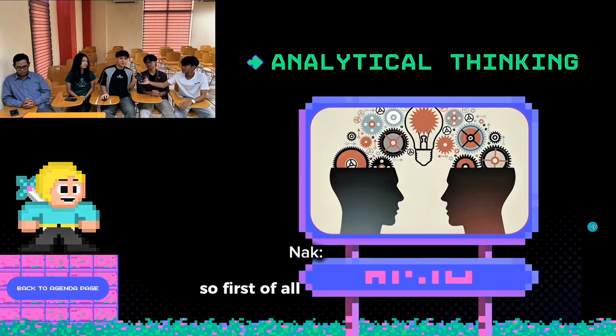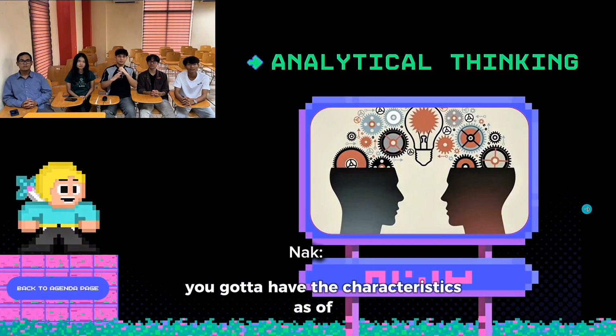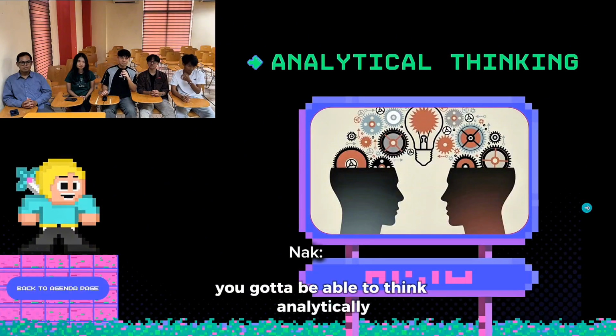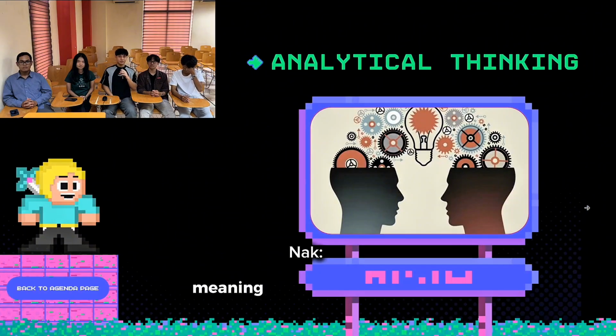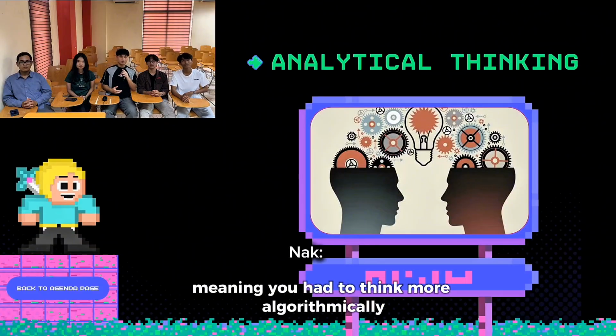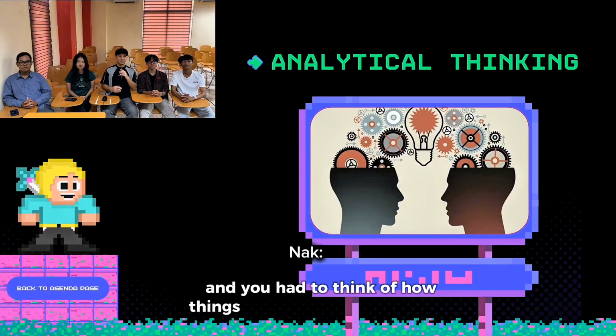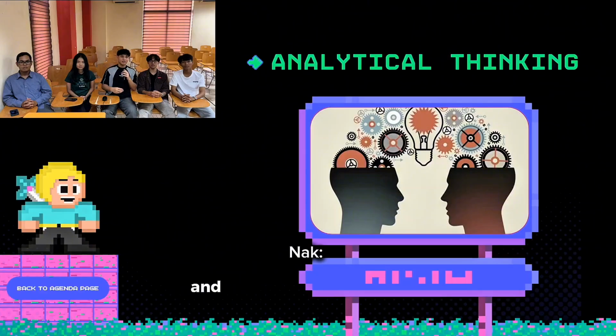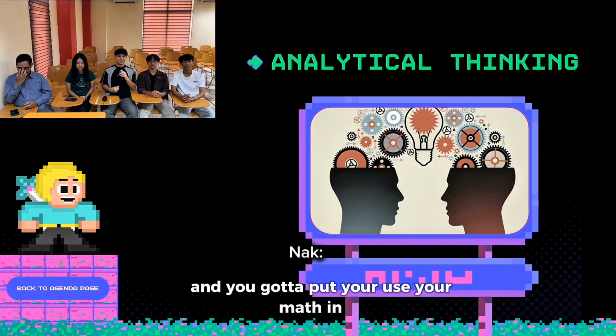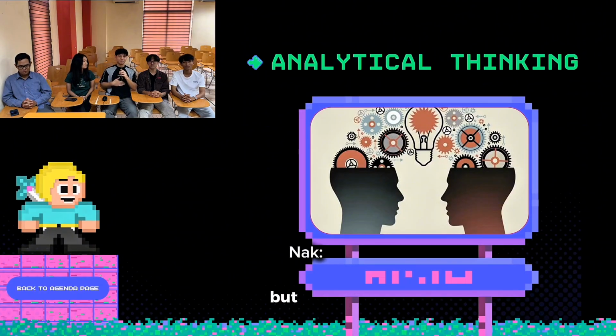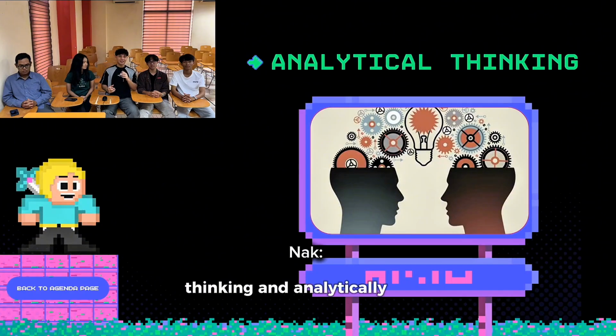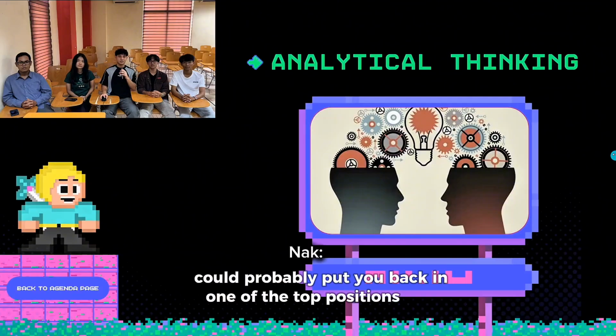So first of all, as a software engineer, you have to be able to think analytically. Thinking analytically means you have to think more algorithmically, and you have to think of how things go together like puzzles, and you have to use your math. I'm not a software engineer myself yet, but I am sure thinking analytically will help a lot during software production, and having this characteristic alone could probably put you in one of the top positions as a software engineer.